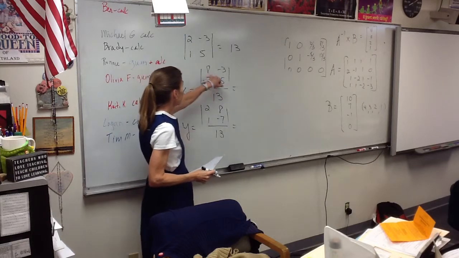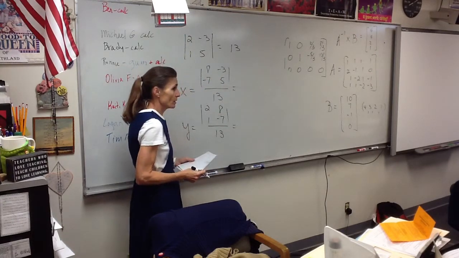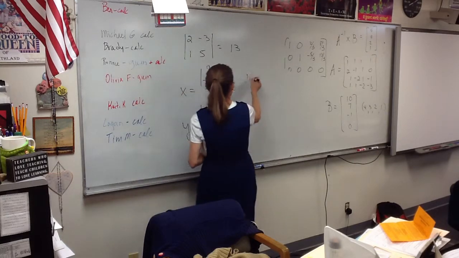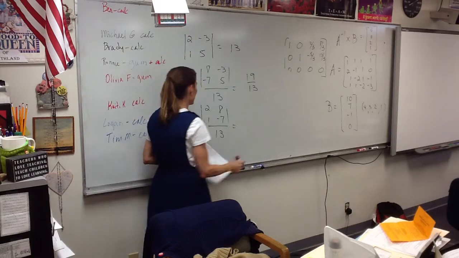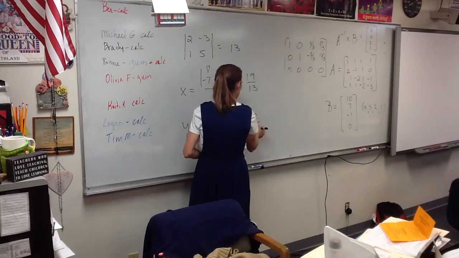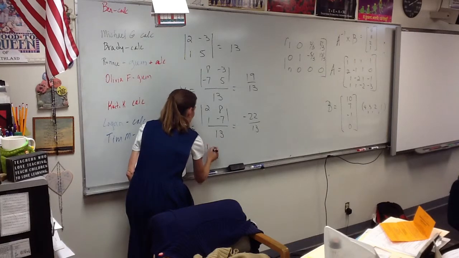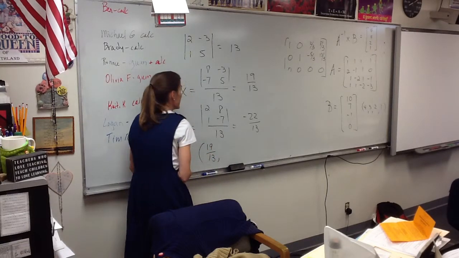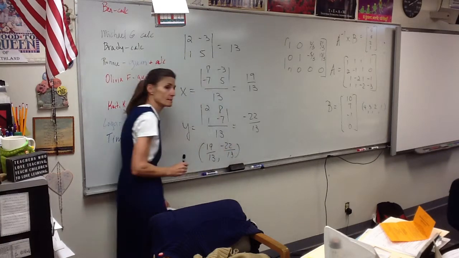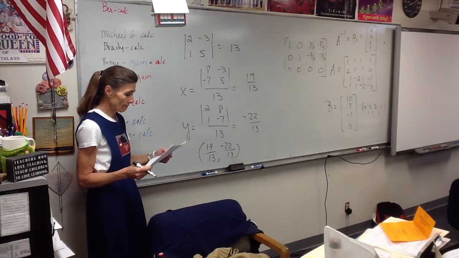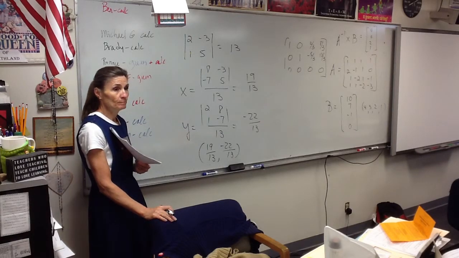So let's see, that would be 40 minus 21. What is that? 19? And negative 22. Let me double check my arithmetic. And then we'll write our answer as an ordered pair, 19/13, comma, negative 22/13. Everybody okay with that?